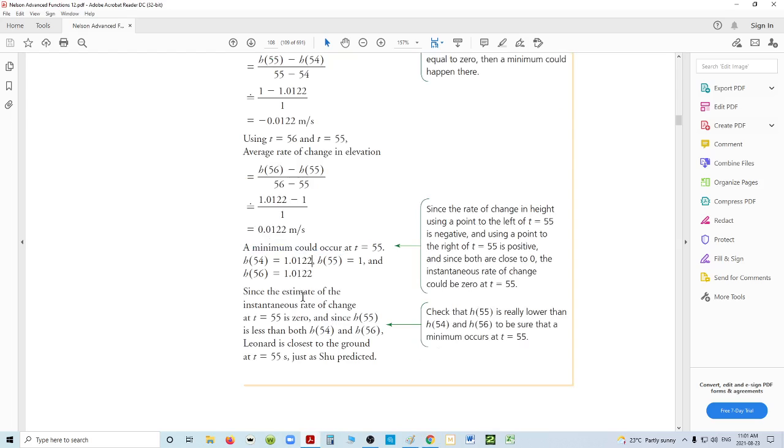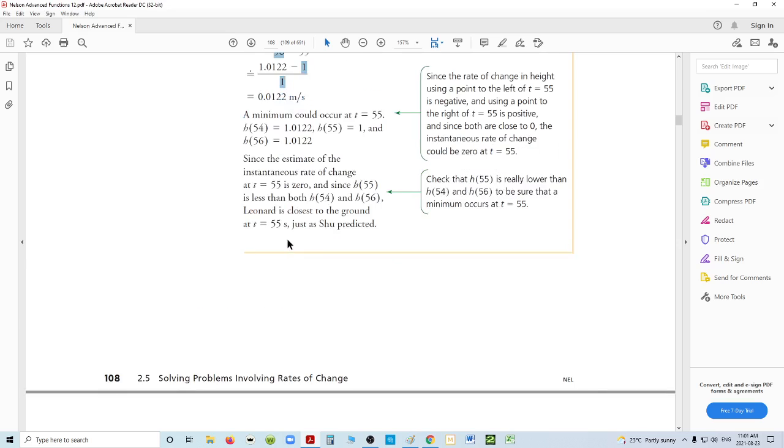Since the estimated instantaneous rate is 0 at 55. So then they reach a conclusion. So you would actually take much closer points to see how truthful that is.